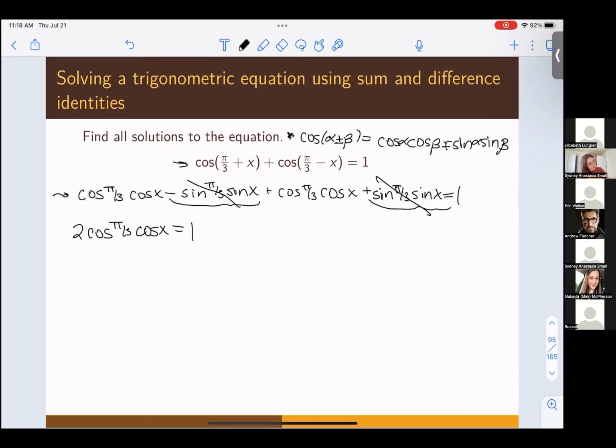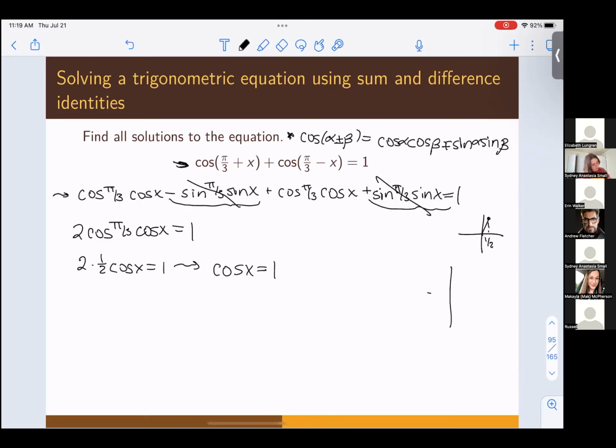What is the cosine of pi/3? Well, this is the angle right here. We're looking at the x coordinate, that is 1/2 on the unit circle. So the cosine of pi/3 is 1/2. 2 times 1/2 cosine x equals 1, which conveniently simplifies down to the cosine of x is 1. That's beautiful. Who would have thought that this equation was just asking us when is the cosine of x 1, i.e. what angles x on the unit circle have an x coordinate of 1.